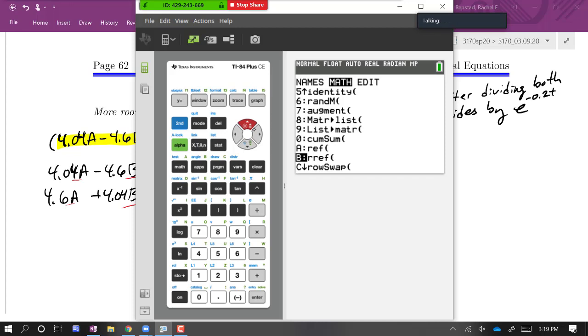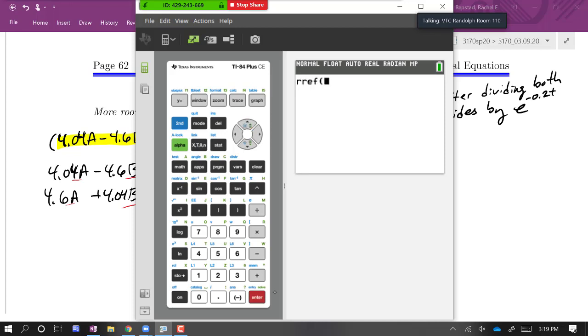Sorry, there's a home button on this one? Oh yeah, you quit to the home screen, so it's second quit. You hit the second mode, and that quits you to the home screen. Math. And on mine, it's item B, so you've got to scroll down quite a bit. RREF. Yeah, so now I'm going to hit enter.